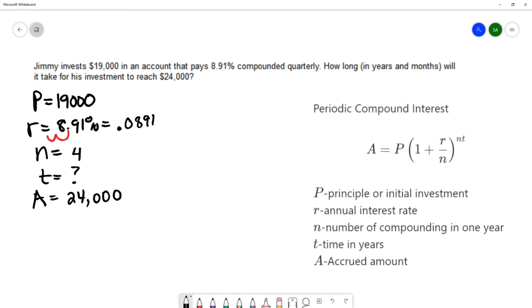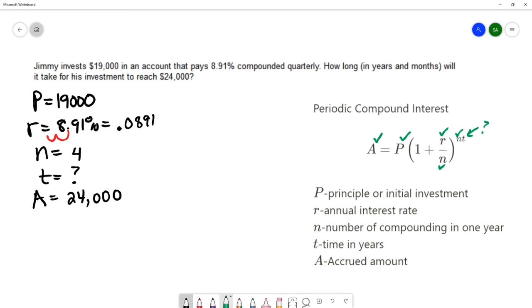So as I look at my formula, I'm going to check off the values that I have. I have a value for A, the accrued amount, P, the principal, R, the interest rate, N, the number of compoundings per year, and N again. And the only value I don't know is the value of T, time. Because I know all of the variables except for what I'm looking for, I'll be able to create an equation and solve that equation for the missing value.